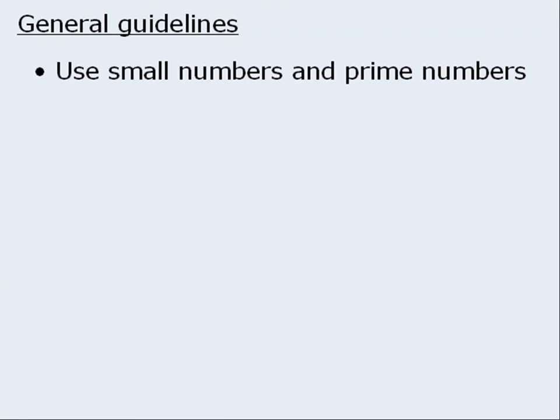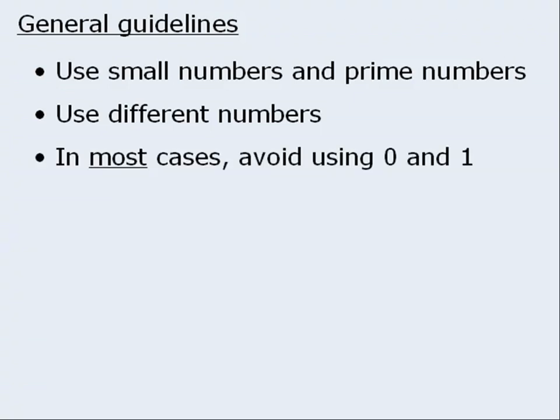First, it's a good idea to choose small numbers since they're easier to work with. And it's a good idea to choose prime numbers since there are fewer relationships between prime numbers. Second, you should try to use different numbers. If you use numbers that are the same, you won't know the effect that each variable has on the resulting output. Third, it's usually a good idea to avoid choosing 0 and 1 as numbers to plug in.